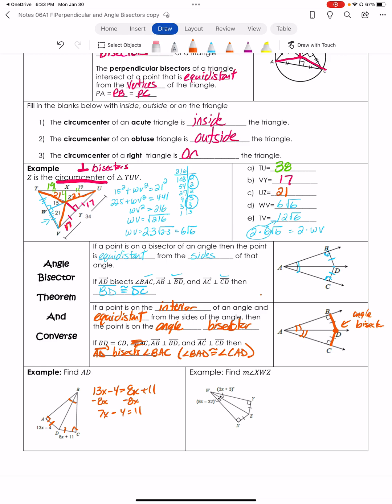Correct, 7x, that is not right. It's 5x. Plus 4, is equal to 11 plus 4. 5x is equal to 15. X is equal to 3. If I know x is equal to 3, it says find AD. So AD is equal to 13 times 3 minus 4, which is 39 minus 4. The distance from A to D is equal to 35.